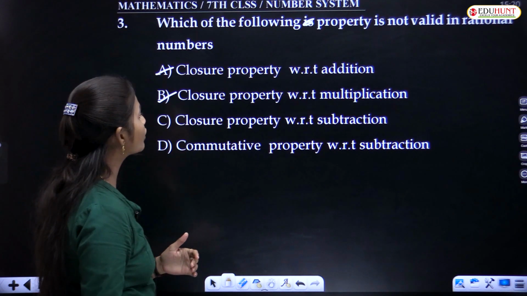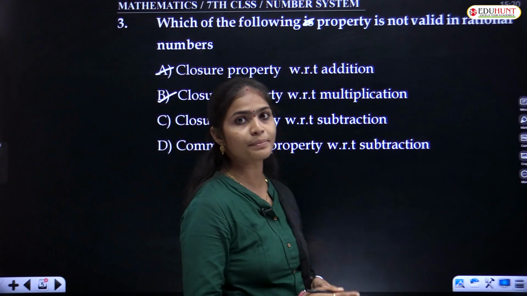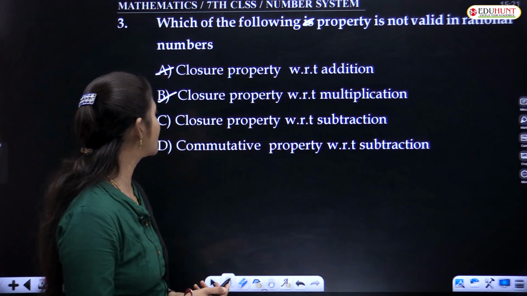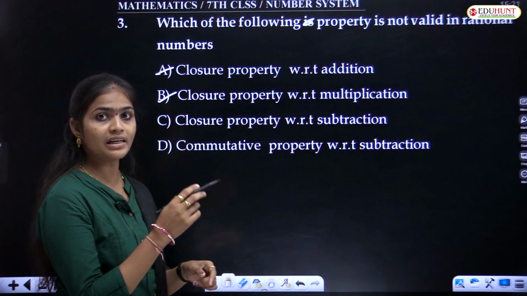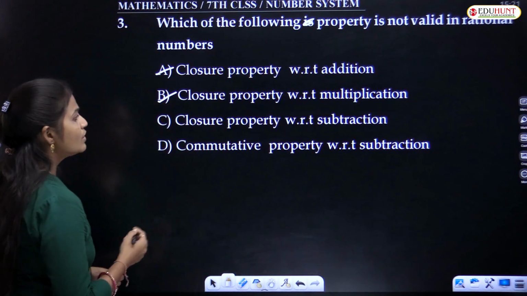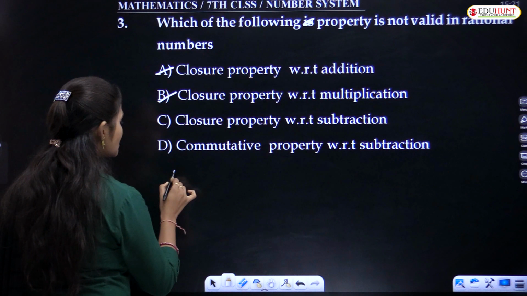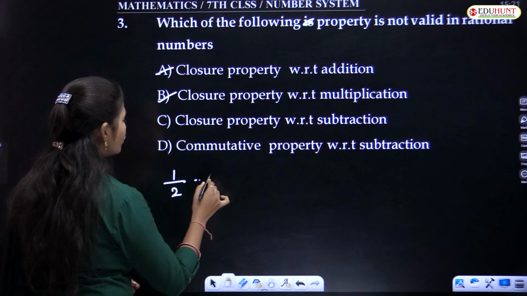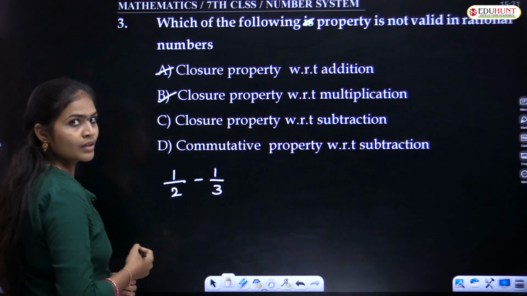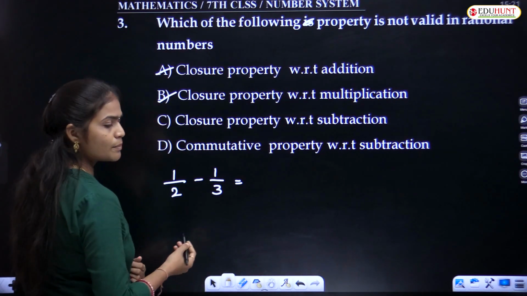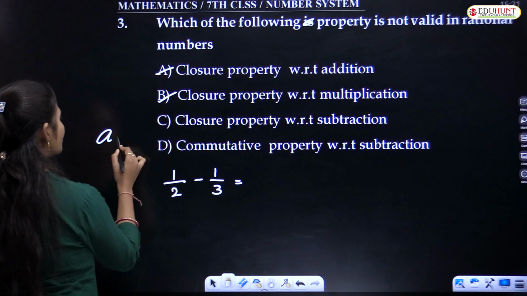Next, come to the next one: closure property with respect to subtraction. We already have the table, and in the table we already discussed this. Again I will give you one example. Closure property with respect to subtraction: 1 by 2 minus 1 by 3. This is the closure property only, no? So what is the closure property?